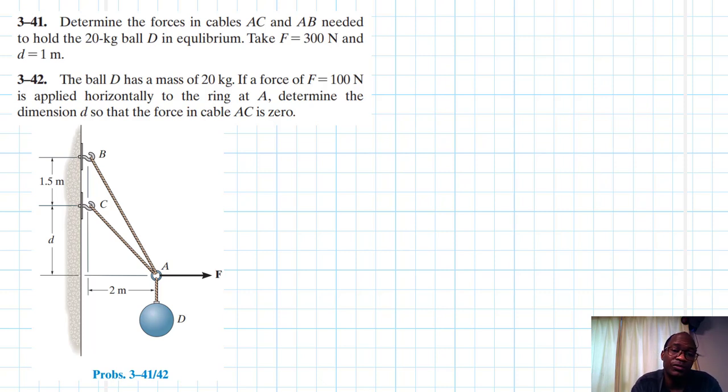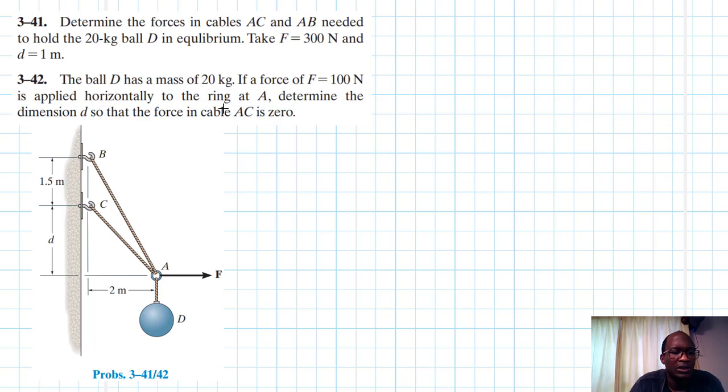If a force of F equal to 100 newtons is applied horizontally to the ring at A, determine the dimension G so that the force in the cable AC is equal to 0. Both these problems are coming from the Engineering Mechanics Statics textbook, 13th edition by R.C. Hibbeler.